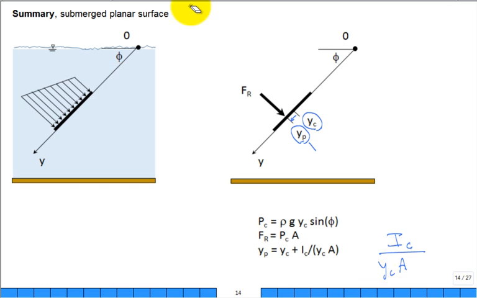So could you just put a rectangular distributed load and a triangular distributed load, get F of R1 and X of R1 and F of R2 and X of R2, and then have two points, and then combine them into a single one? Sure. Sure, absolutely you can.